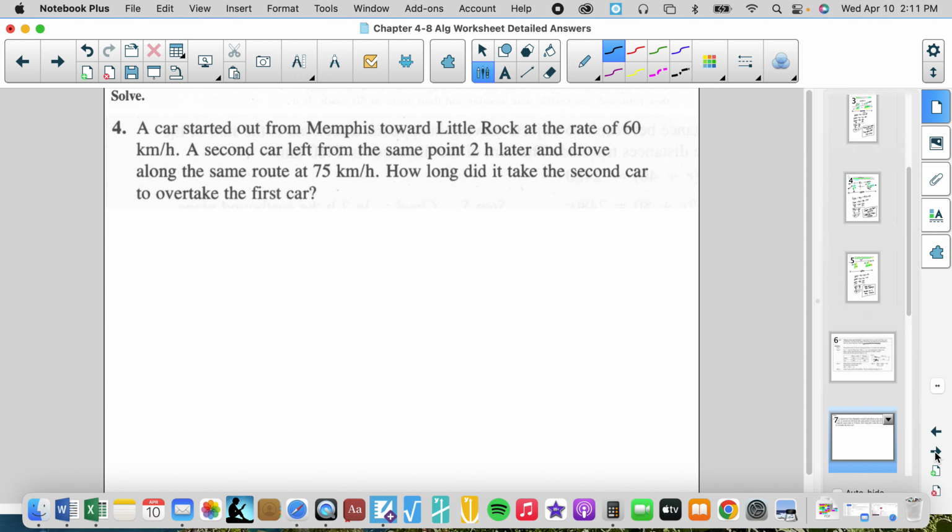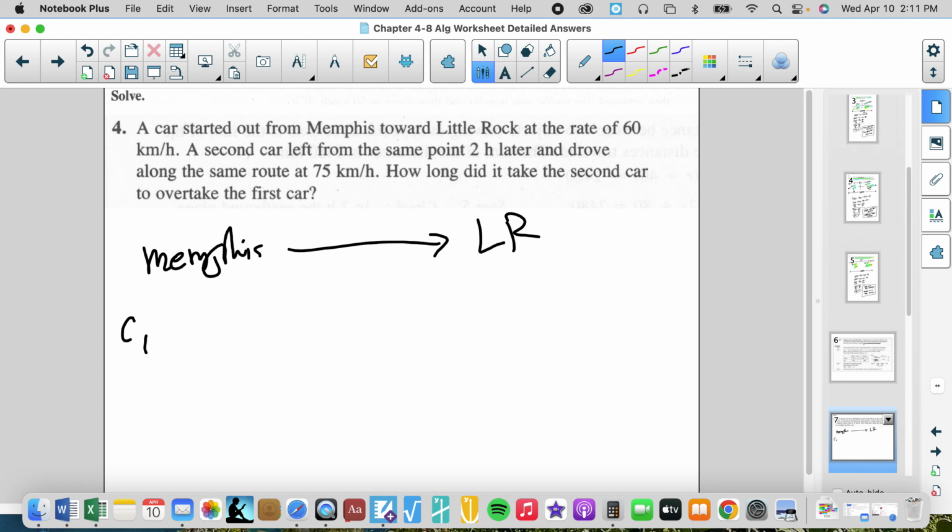A car started out in Memphis. That sounds like a song. Towards Little Rock, Arkansas. A second car left from the same point 2 hours later and drove along the same route.